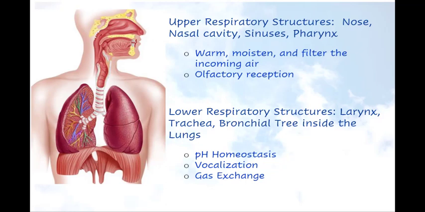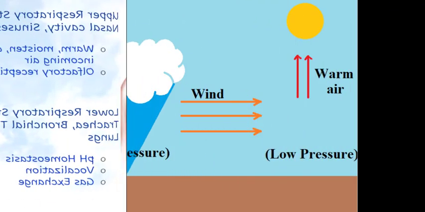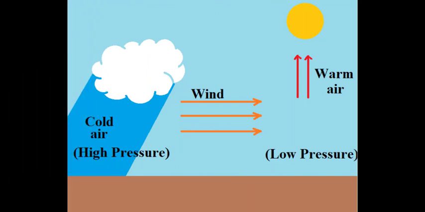Ventilation, that is, getting air into the body and out of the body, is actually really easy to understand. If you ever watched a weather forecast, you know that air moves from a place of high pressure to a place of low pressure, and the bigger the pressure difference, the faster it moves. This is all very similar to diffusion. Molecules move from a place of high concentration to a place of low concentration. So, if you want air to move, you just need to have a pressure difference.